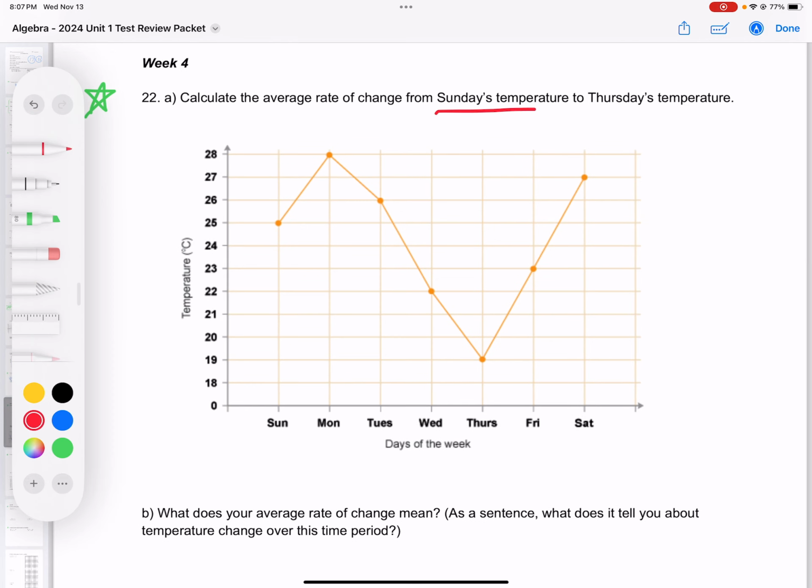Average rate of change. Average rate of change from Sunday's temperature to Thursday's temperature. Here's, again, I'm speed running these ones that are just one suggestion. Sunday temperature to Thursday temperature. When it's talking average rate of change, you want your start point, your end point, and you're finding the slope in between them. It is dropping from 25 degrees down to 19 degrees.